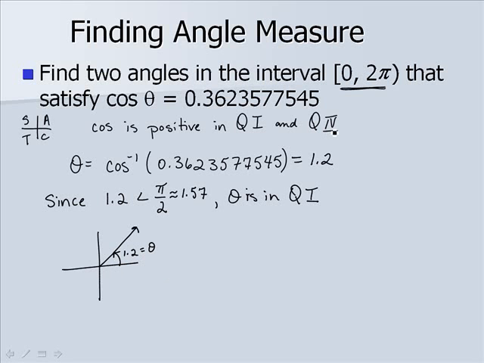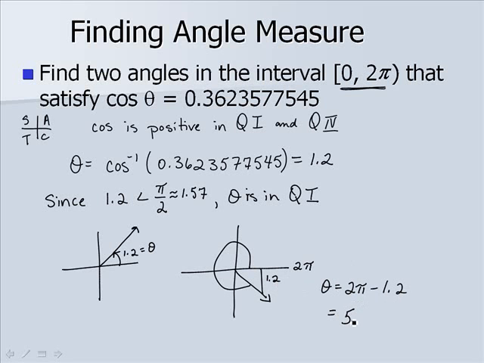So we need to find an equivalent angle in quadrant 4. So we'll take 2 pi and we'll subtract our reference angle, which would be 1.2. When we do the subtraction, we get a value of 5.083185307. So our two values would be 1.2 and about 5.08.